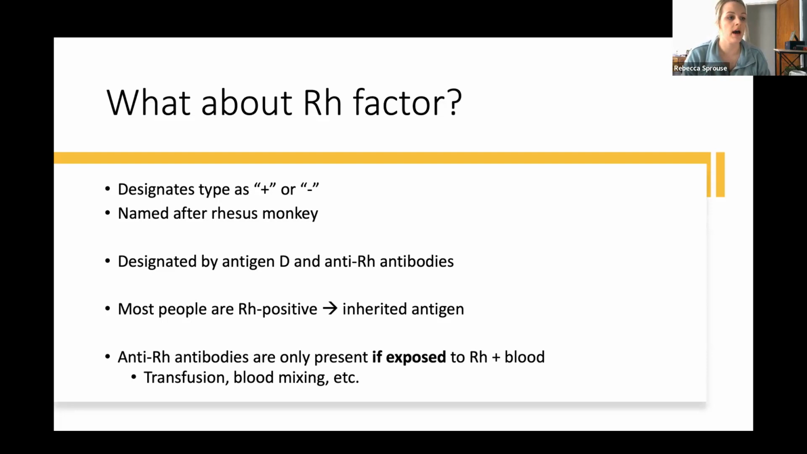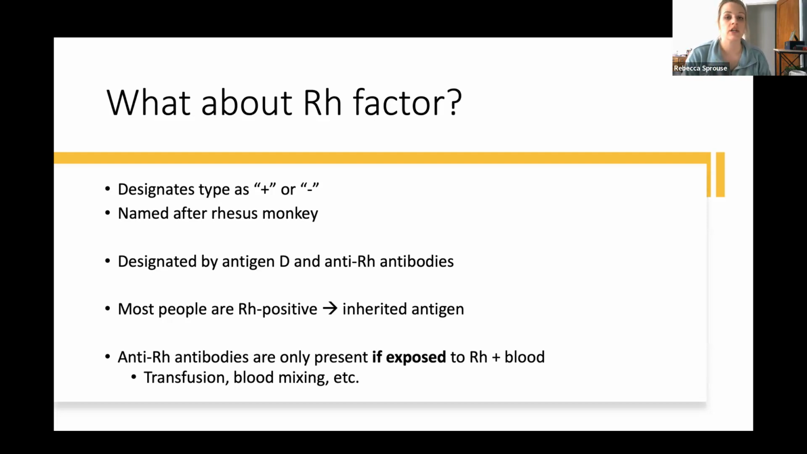Okay, so most people are Rh positive, which means that they have the antigen D on the surface of their red blood cells. That's inherited typically. Now the antibodies in the plasma are a different story. So if you are negative blood type, meaning you do not have that antigen on your surface, for ABO, it would be true that you would then have that antibody in your plasma. But for Rh factor, it's not that way.